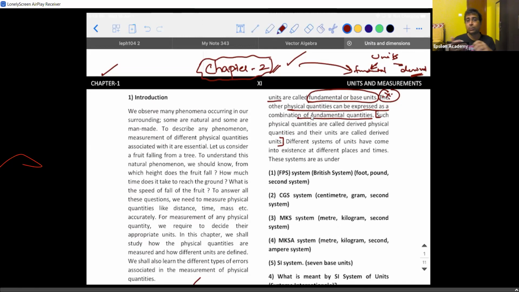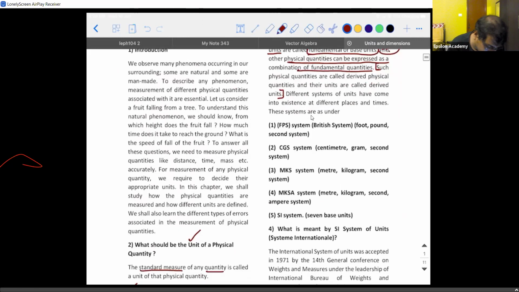So we spoke about the types of units, the classification of units. Now we need to speak about the different systems. When I say systems, it is a committee which is formed to confirm that these are the terms we are going to use for a particular measurement. Different systems of units have come into existence at different places and times. First, the FPS system, which is the British system. FPS stands for foot, pound, and second.